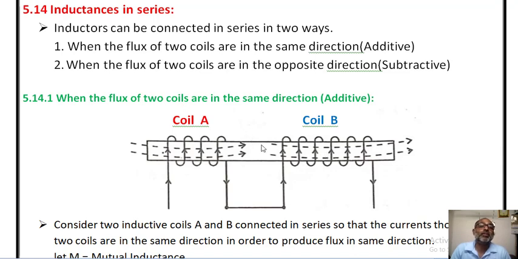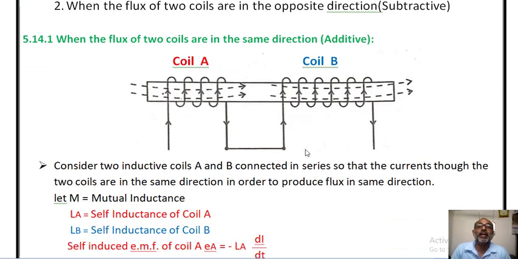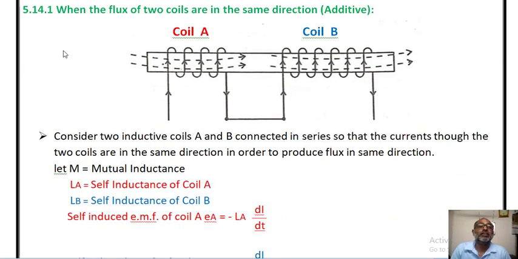First, when the flux produced by the two coils is in the same direction, that is called additive. And second, when the flux of the two coils is in opposite directions, that is called subtractive. Now let us see when two inductors are connected in series in additive nature, that means when the flux of the two coils is in the same direction.